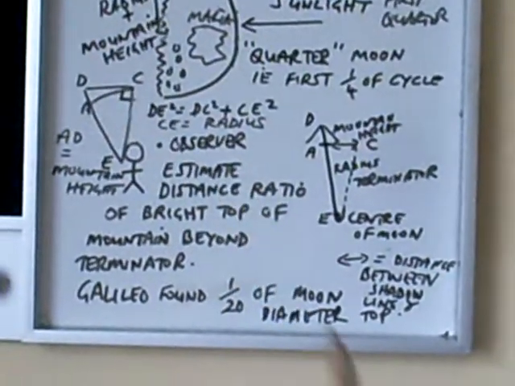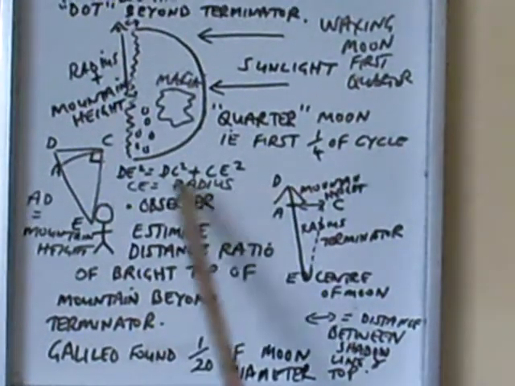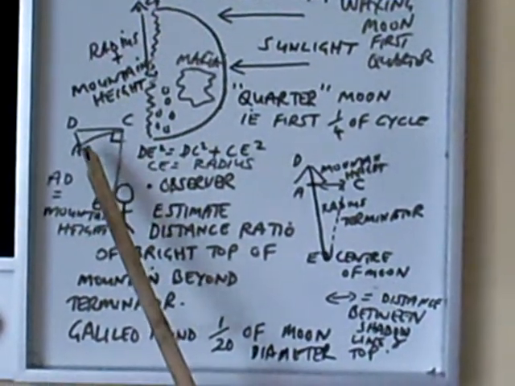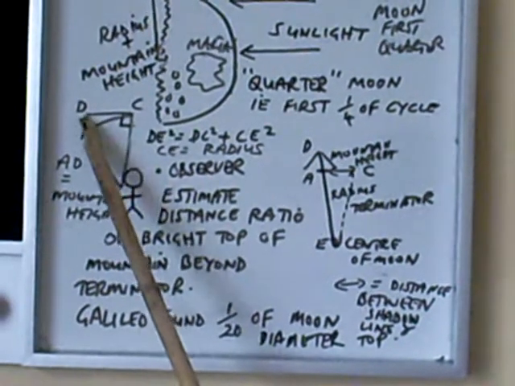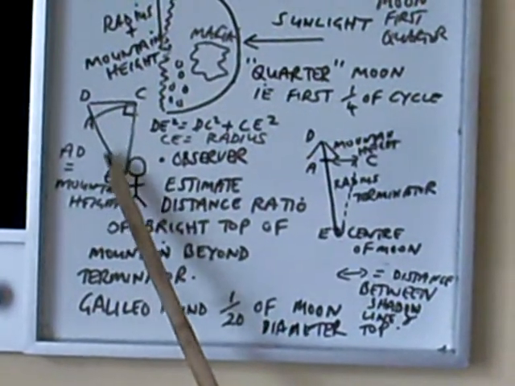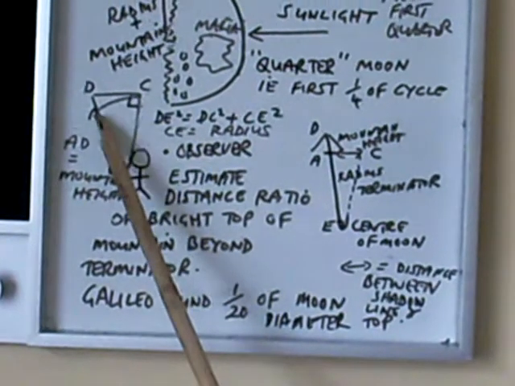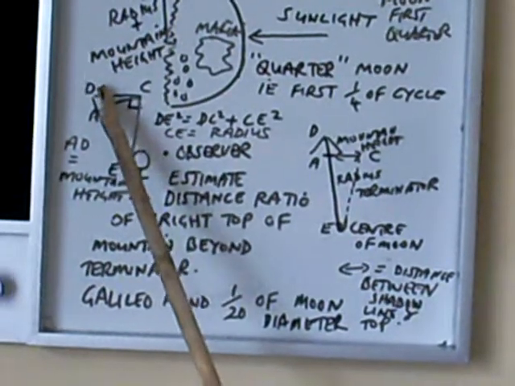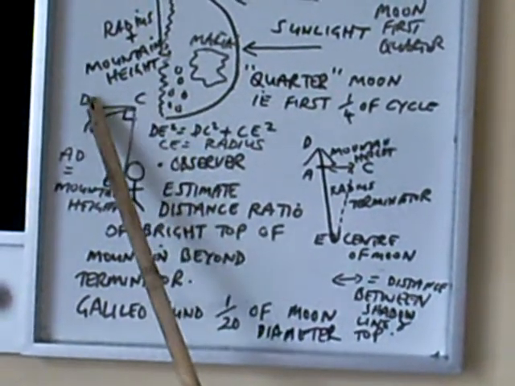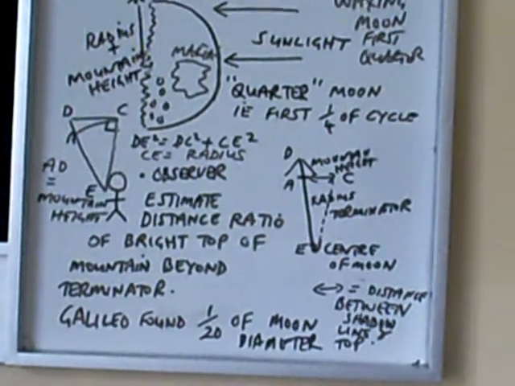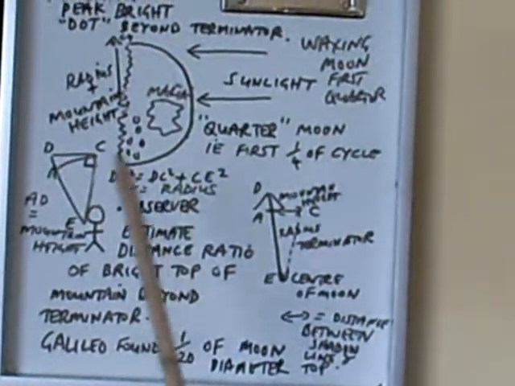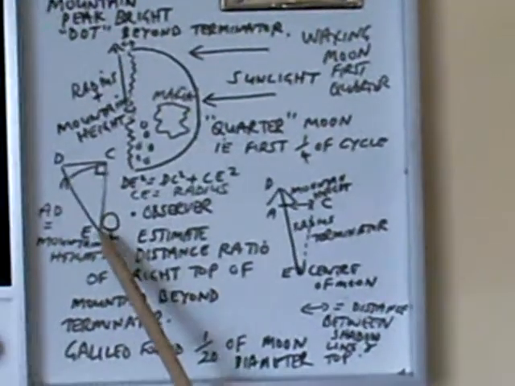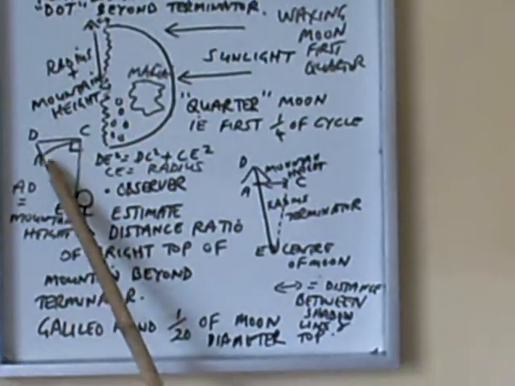So if he knew that this distance here, CD, was a 20th of the diameter of the moon, using triangulation he was then able to work out the height AD, because DE squared, as I say, he knew AE already, which is the radius of the moon, which was EC as well. So basically if he'd estimated this value as a ratio, as a fraction of the diameter of the moon, he then had a triangle, and he could work out from that triangle what the distance ED was. Simply subtract the radius of the moon from that and you have a height of a mountain on the moon.